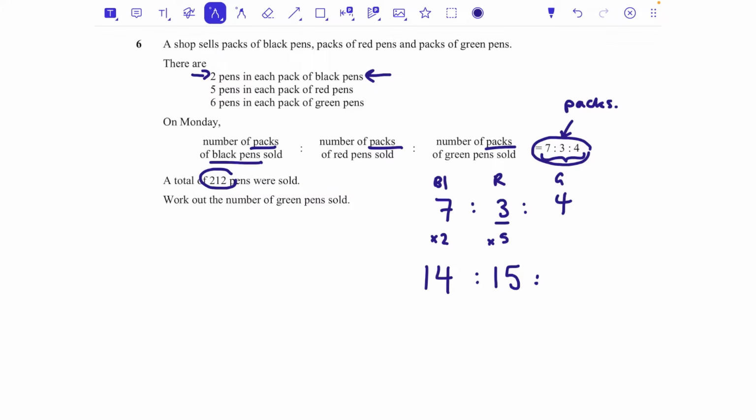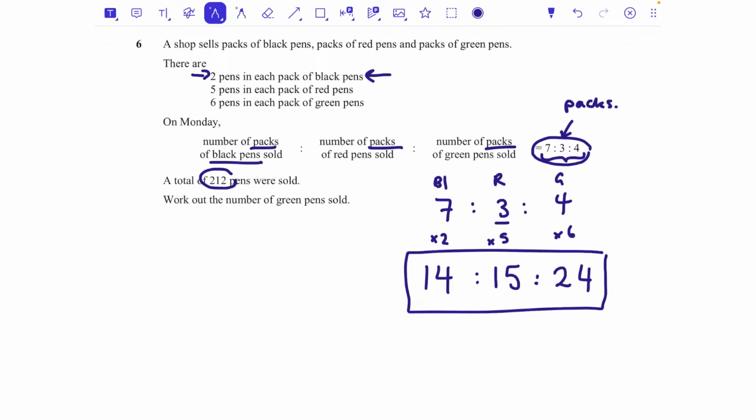And then I know that for green, there are 6 pens in each pack. So I'm going to times that by 6, and that would be 24. So that is the ratio for the individual pens. So that's how many pens were sold.